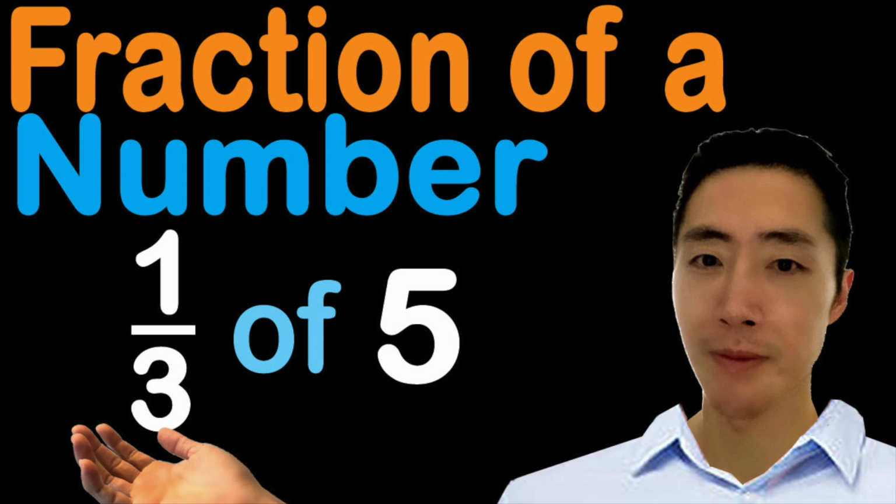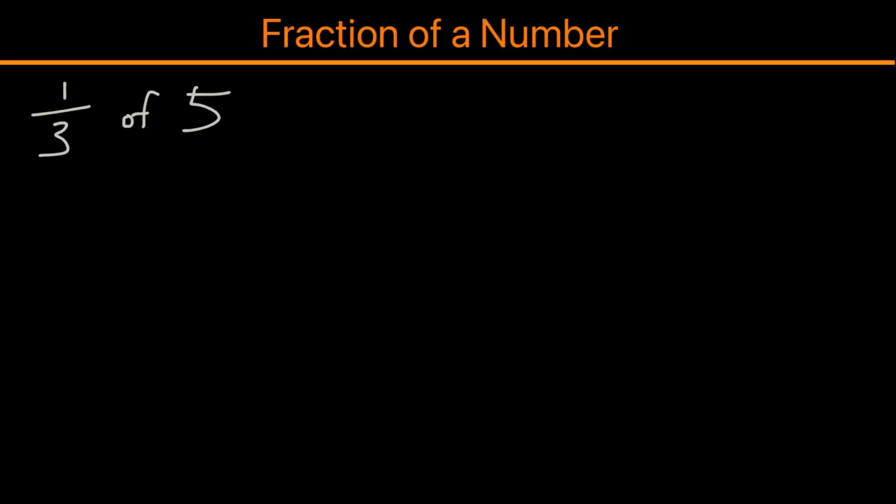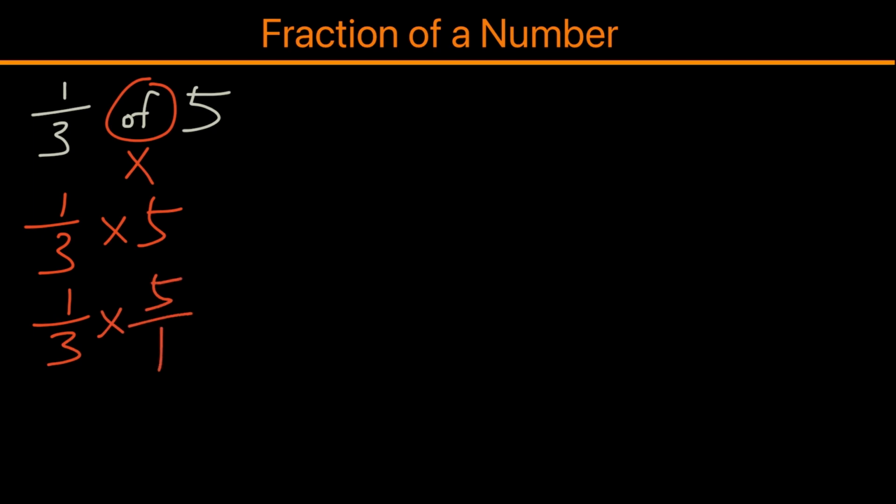In this video, I'll be going over how to find fraction of a number. From this example, the word "of" means multiplication. So we could simply rewrite this as 1/3 times 5. When you're multiplying a fraction to a whole number, you want to first convert the whole number to a fraction. So we will rewrite this as 1/3 times 5/1.